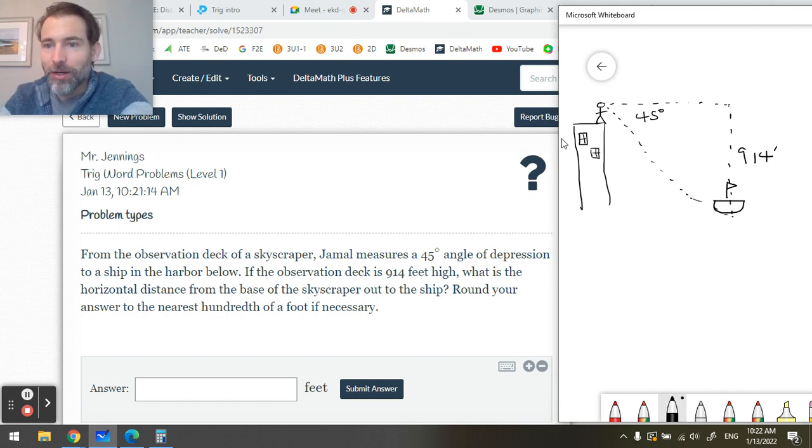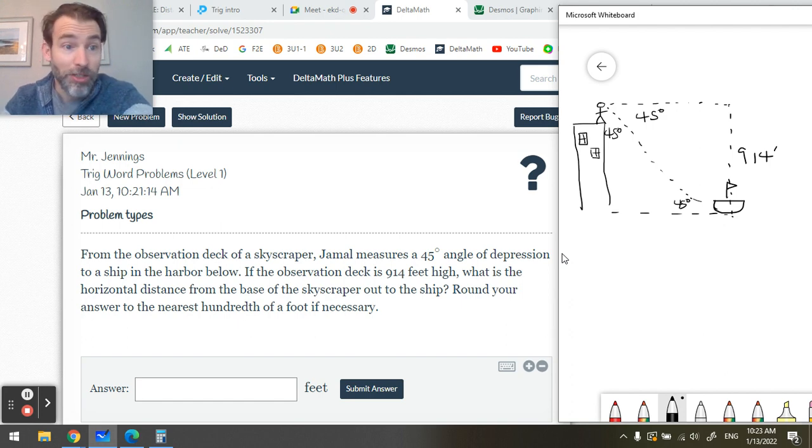Okay, so here, this is also 914. Okay, this is the horizontal distance of the base of the skyscraper out to the ship. So we've been asked to find this distance, which will be the same as that distance. So I can actually flip this triangle around. This would be 90 degrees. This would be 45 degrees. This is 45 degrees. If this is 914, then that's 914, and then that's also 914.